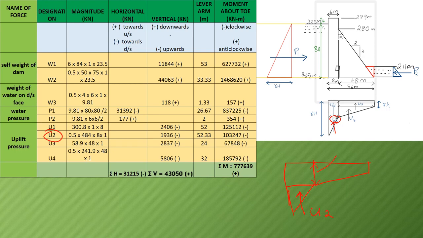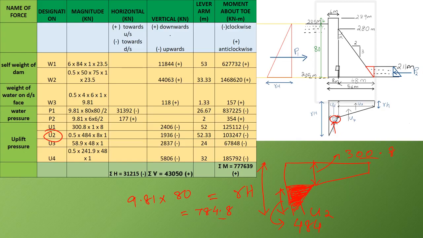We have found out this value as 300.8, and this total height, this is gamma h, that's equal to 9.81 multiplied by 80, that's equal to 784.8. Therefore this remaining height is 784.8 minus 300.8, that's equal to 484. Therefore for this triangle we need to find out the force due to this portion of the uplift pressure diagram.